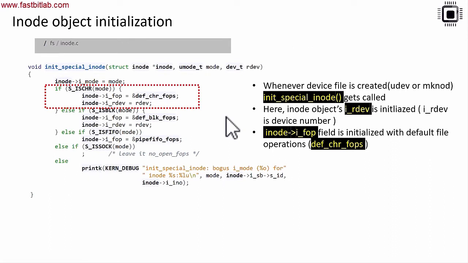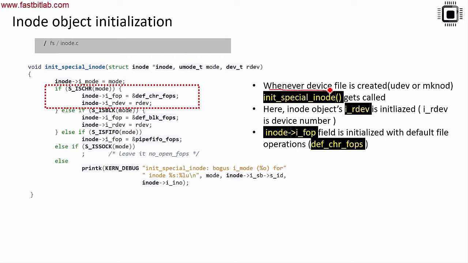So now let's understand what happens when you create a device file. This will give a clear picture of how our system call execution gets connected to our driver methods. Let's say a device file is created either manually or by using UDEV. I will explain the UDEV device file creation later.